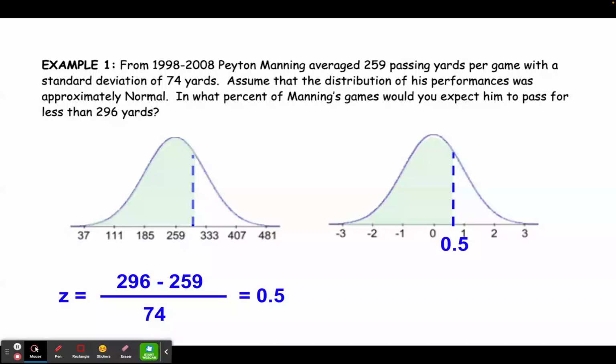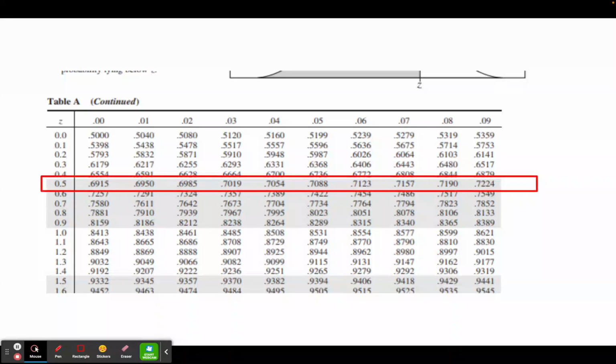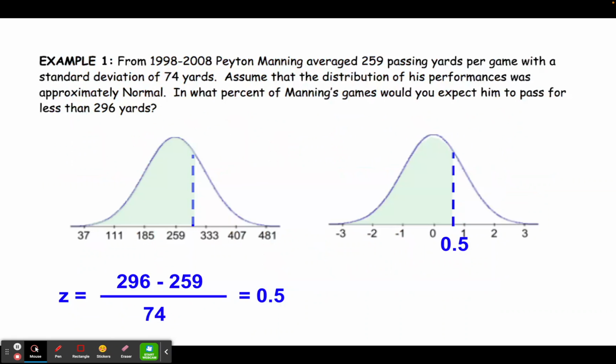Now, this is where we go to table A. We're going to look up our z-score of 0.5. Because it's positive, we're going to use the positive side of our table, the front side. The z-score is 0.5, and there's not a second digit there, so we'll use the 0.00 column. Notice those intersect at 0.6915. Does that make sense? Did we shade more than half the curve? We did shade a little bit more than half. And because our area there is 0.6915, we can say that we would expect in about 69.15% of his games, we would expect him to pass for less than 296 yards.